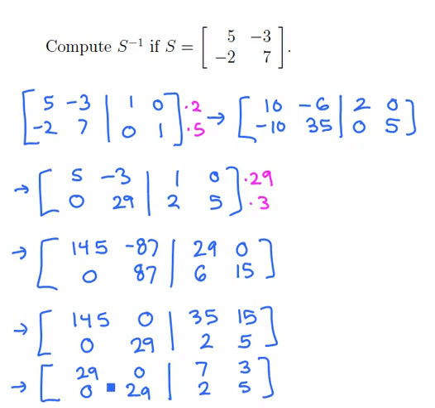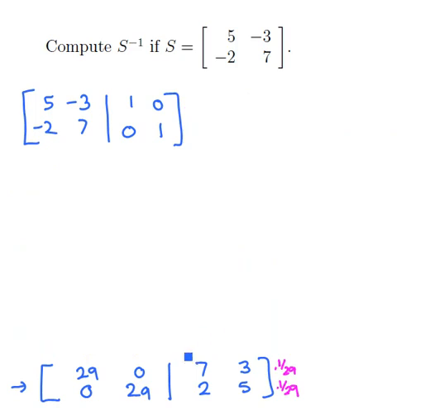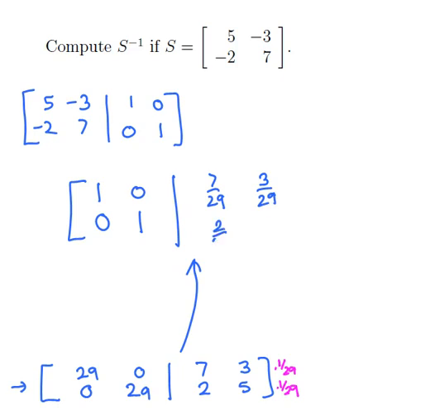This means we're really close to having the left-hand side in identity form. All we need to do now is scale both rows by 1/29. If we do that, I'm going to put that work up near the top here. We end up with 1, 0, 0, 1, and then we have 7 29ths, 3 29ths, 2 29ths, and 5 29ths. And so this matrix right here is our inverse.